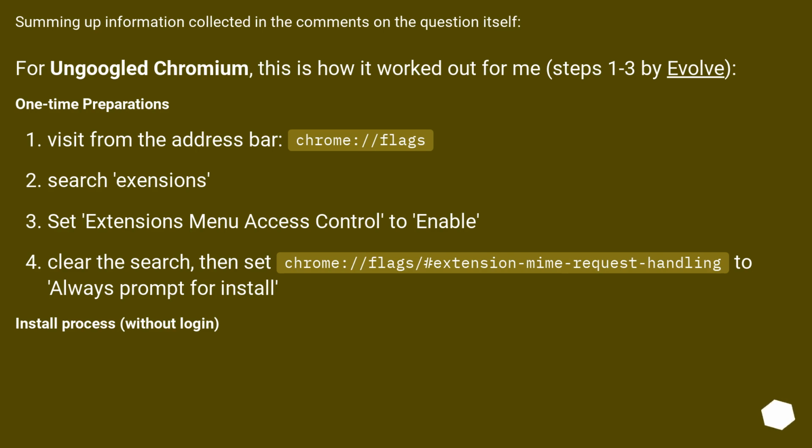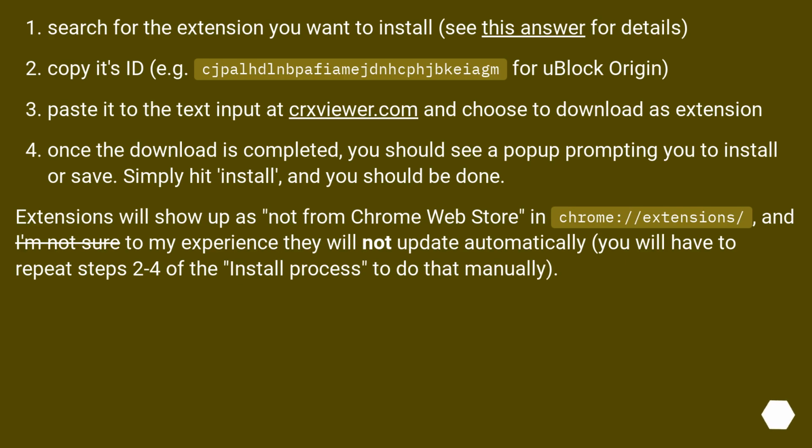Install process, without login. Search for the extension you want to install, see this answer for details. Copy its ID, for example the one for AdBlock Origin. Paste it to the text input at crxviewer.com and choose to download as extension. Once the download is completed, you should see a pop-up prompting you to install or save. Simply hit install, and you should be done.